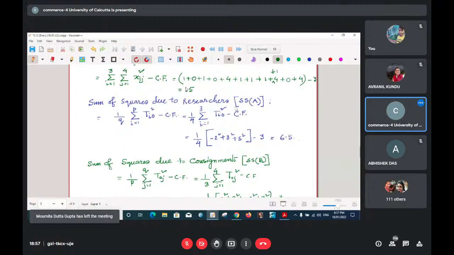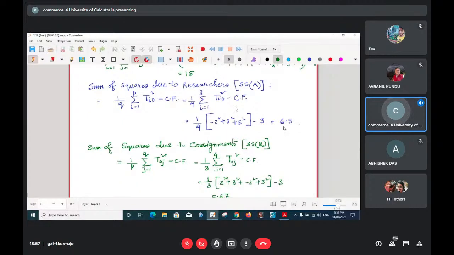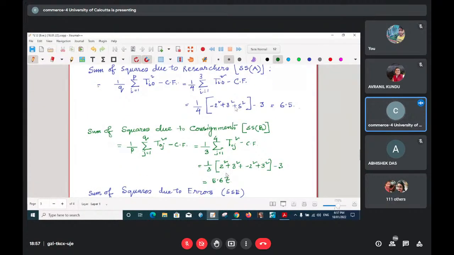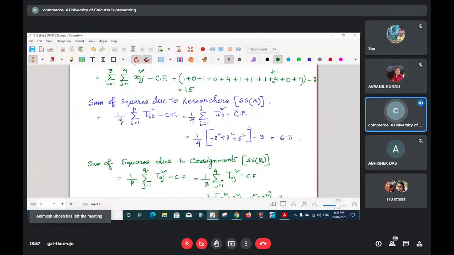So total variation is coming 15, out of which due to researchers and due to consignment, it is near about 12 to 13. So out of 15, 13 is coming due to researchers and consignment. Then where from these another 2 variances are coming? These 2 variances are coming due to error. Why? Because you are working under the sample environment. You cannot avoid error. This is known as sampling error.